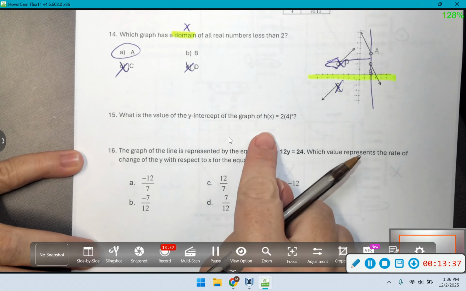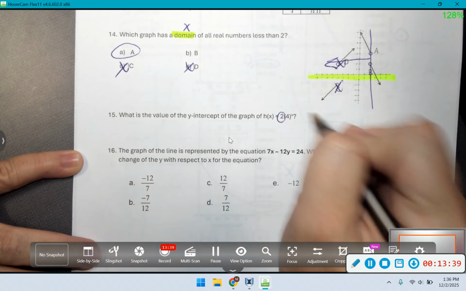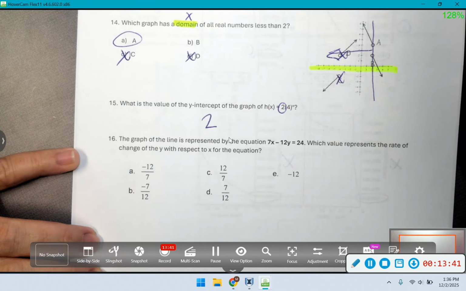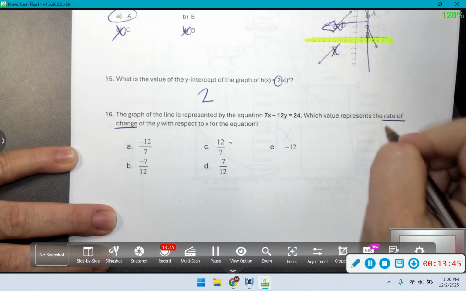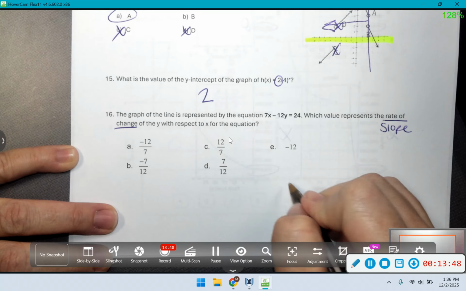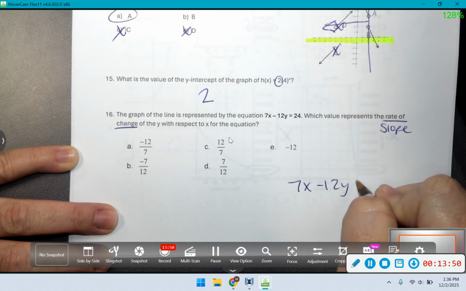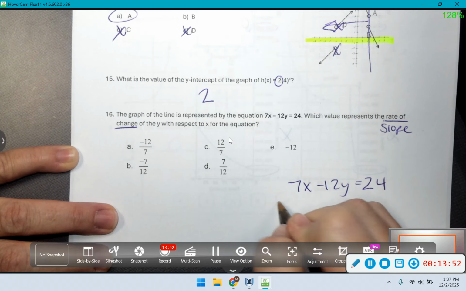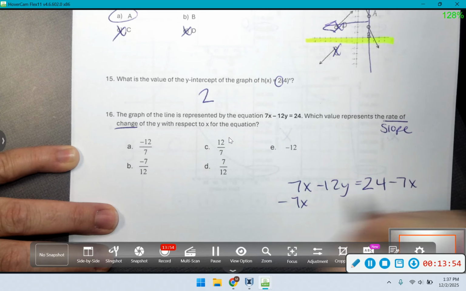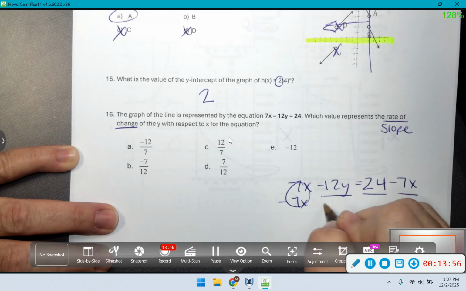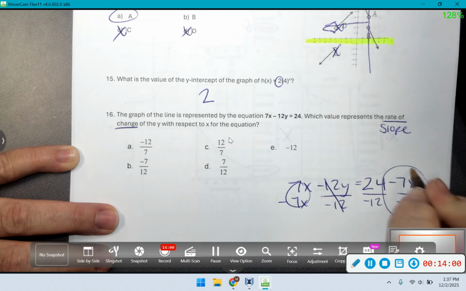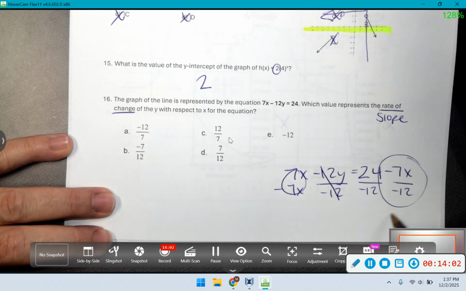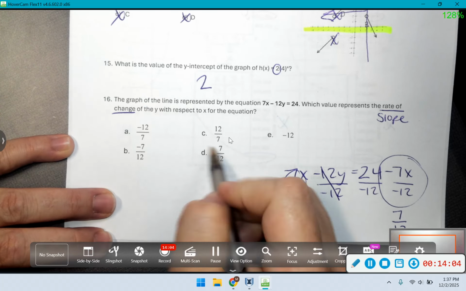Okay, number 15, you can check this one in your calculator. The y value of it's just your starting point, which is 2. But if you forget that, you can type it in your calculator and click on it. Here, it's asking for the rate of change, which is just your slope, y'all. So we have to solve for y. So I'm going to move my x, divide by y. And remember, two negatives make a positive, so that simplifies to 7 over 12, which is D.